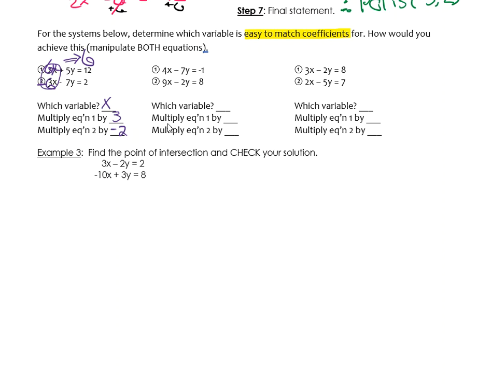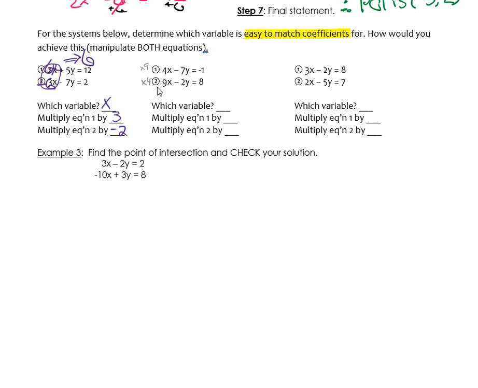Second system. Which variable, the x's or the y's? We've got a 4x and a 9x. If I made those match, what would I multiply them by? You just multiply them by the opposite number. This row we would multiply by 9, and this row we would multiply by 4. Those are going to give us big numbers.